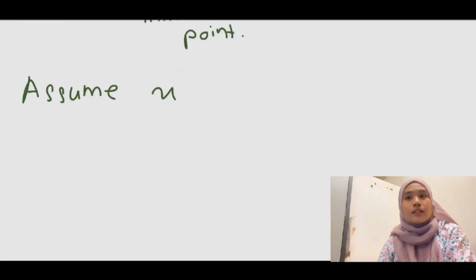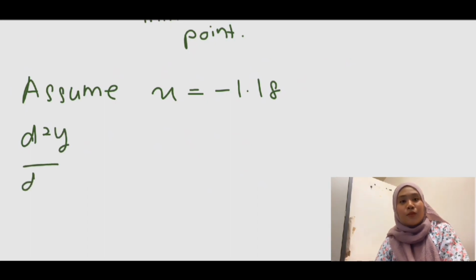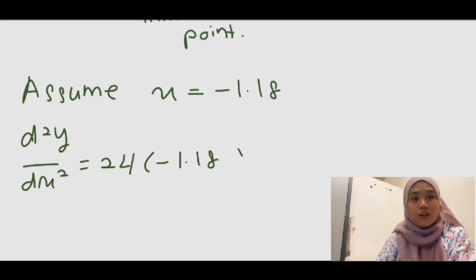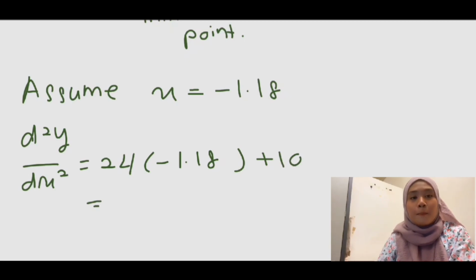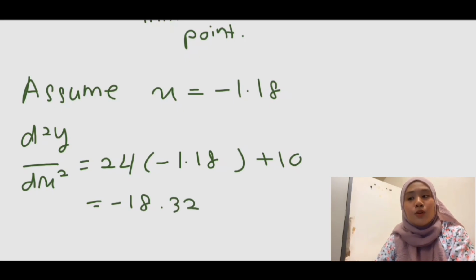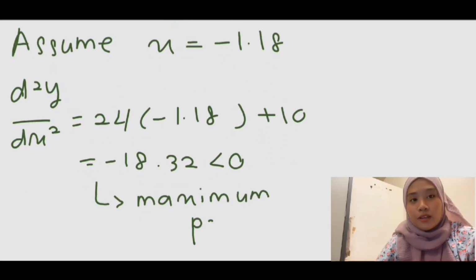Okay, then the second assumption is x equals negative 1.18. So we have to use the same formula like before, which is d squared y over dx squared equals 24 in bracket negative 1.18 plus 10. So we can get the answer, which is negative 18.32, less than 0. So we can get a maximum point.